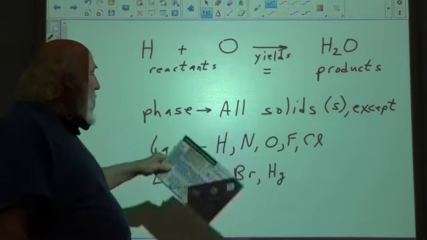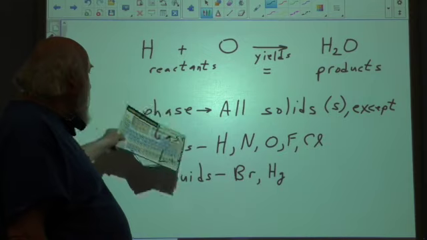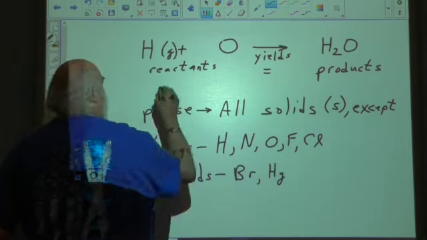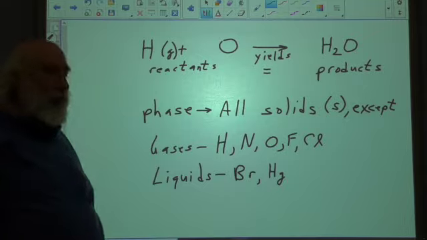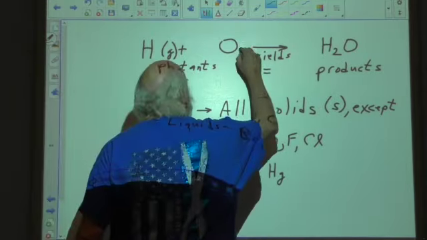So when we get up here, we have to identify these phases. So we know hydrogen is one of the gases here, so we'll put a parenthesis and then a G after that. And oxygen is also a gas.